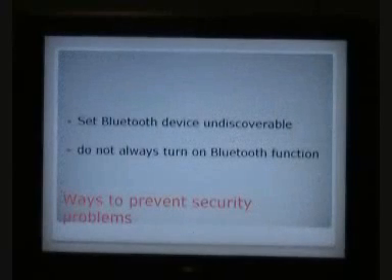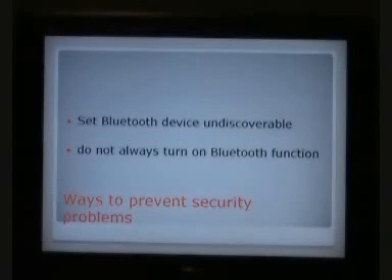To avoid the unfortunate access of intruders, users need to set their Bluetooth device undiscoverable. Also, they are suggested not to always turn on their Bluetooth functions. The security of Bluetooth is now enhanced. Users do not need to worry about the security issues of Bluetooth. Bluetooth always influences users.